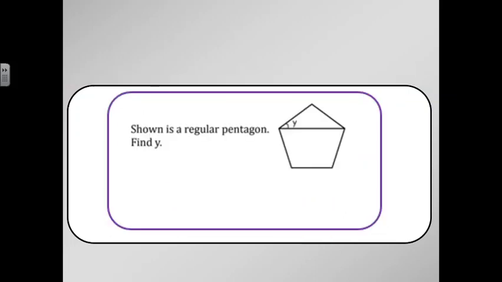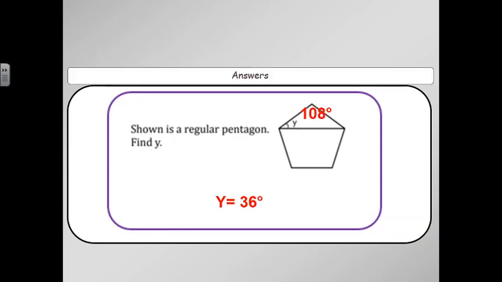Last shape for you to have a go at. Shown is a regular pentagon, you need to work out the size of angle y. If you could pause it now and have a go, please. Okay, let's have a look at this answer. Same as before, we've got a pentagon, so the regular pentagon has one interior angle of 108 degrees. Then we're given an isosceles triangle because it's a regular pentagon, so 180, take away 108, then divided by 2, which means y would be 36 degrees.